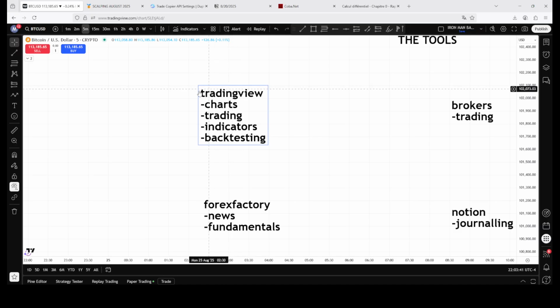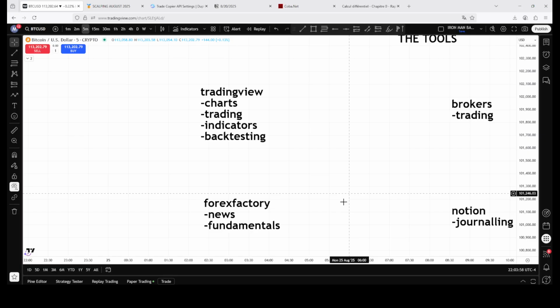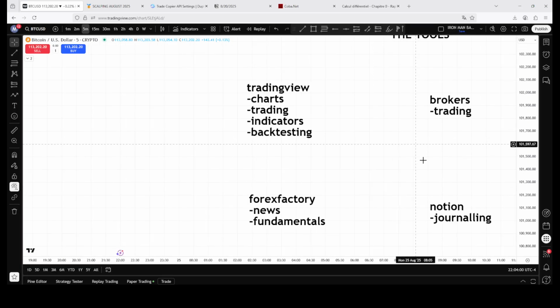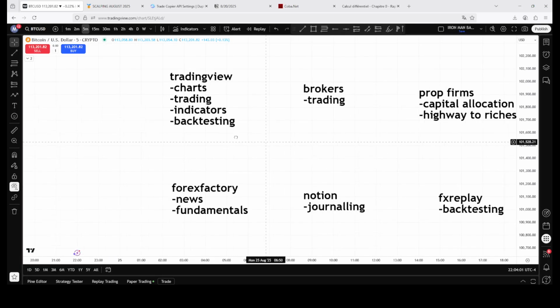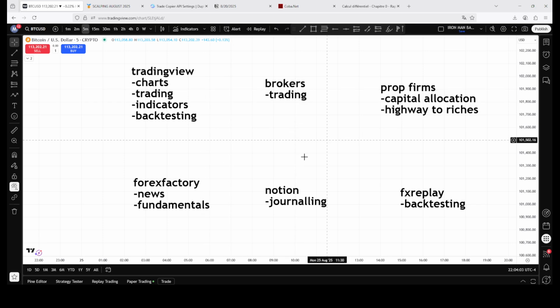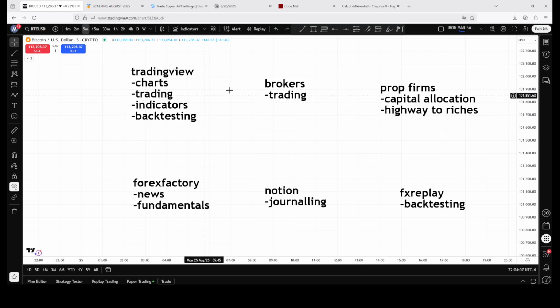There are some alternatives, but they're not as reliable as TradingView. There's NinjaTrader, there's MetaTrader 4 and 5, and basically you have different alternatives. You also have TradeLocker. We're going to talk about this a bit later, but this is basically what's up. Okay, so this is TradingView, like I said.